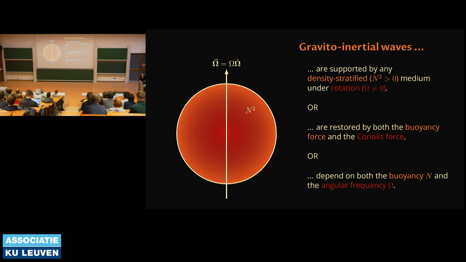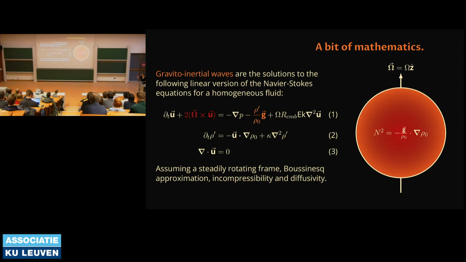When I talk about gravito-inertial waves, I usually talk about the solutions to this set of equations, a linear version of the Navier-Stokes equation, where indeed you can see that in the top line, which is the momentum equation, I have both the Coriolis force in red and the buoyancy force in orange. And I make some assumptions on this set of equations, and I will quickly highlight them.